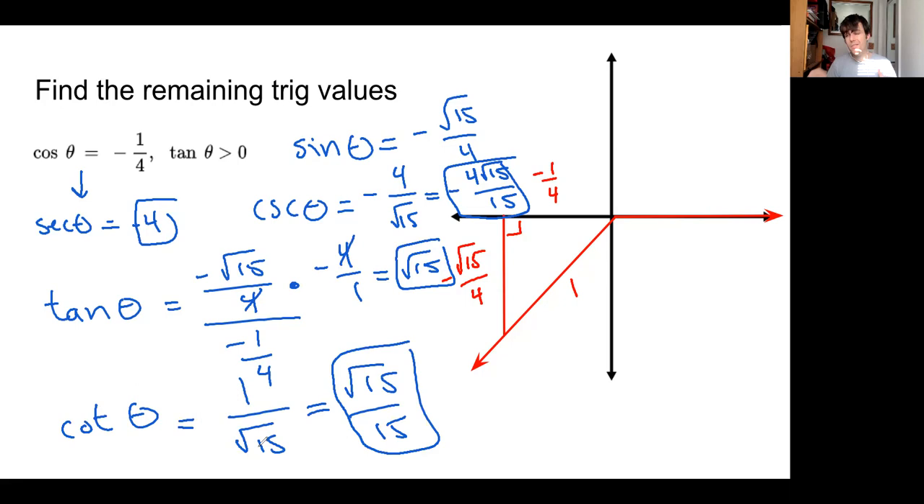Again, the numbers are kind of messy because we had a messy value there. We had root 15s involved and had to do some rationalizing, but I was just applying my reciprocal relationships and my quotient relationships once I figured out sine and cosine. And that's it.